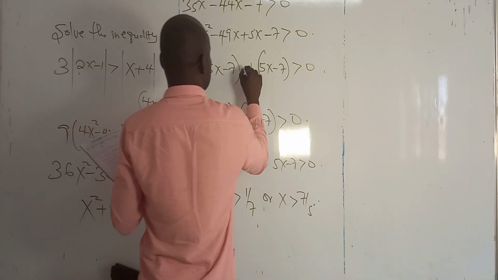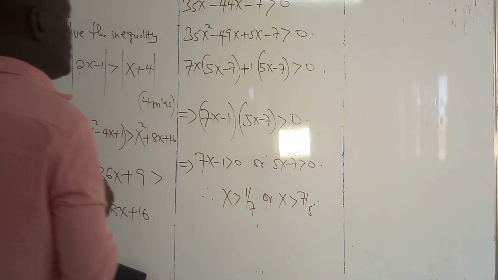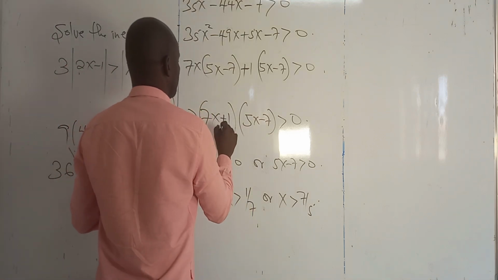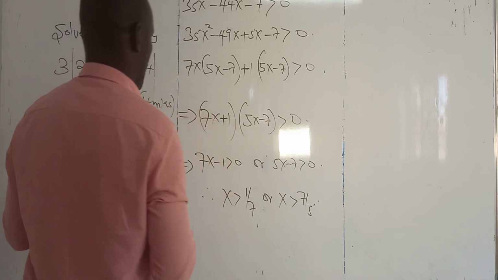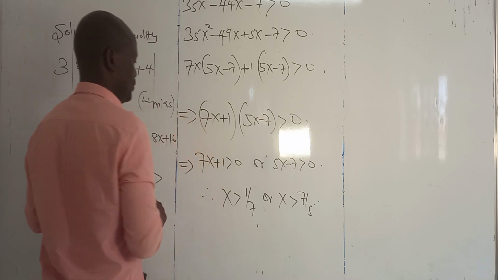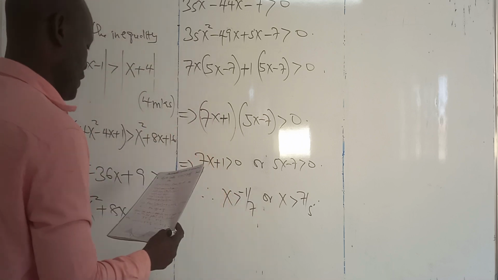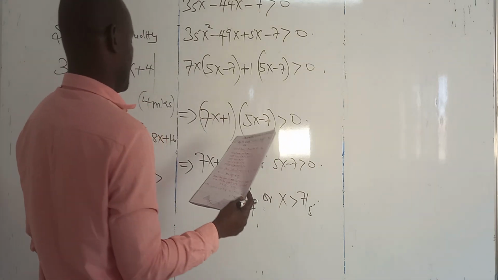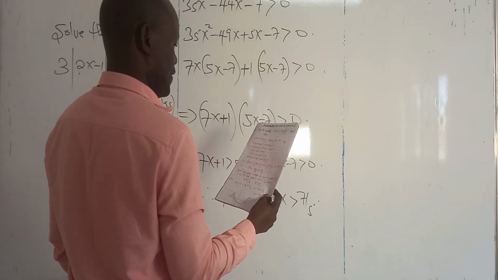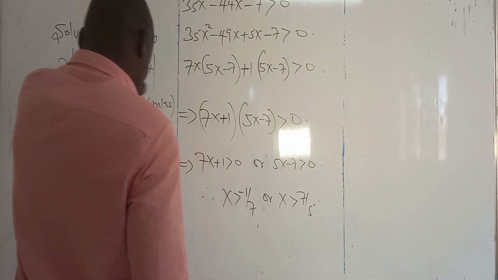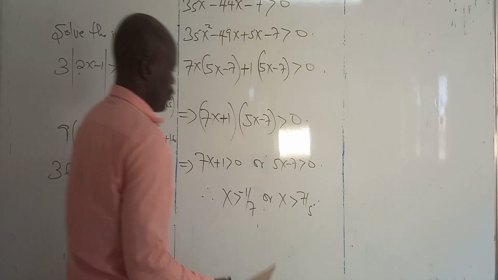And if that's the case, this becomes a plus. And so this is a plus. And this is a plus. And this becomes minus 1 over 7. So x now is greater than minus 1 over 7, or x is greater than 7 over 5. Yeah. That now makes sense.